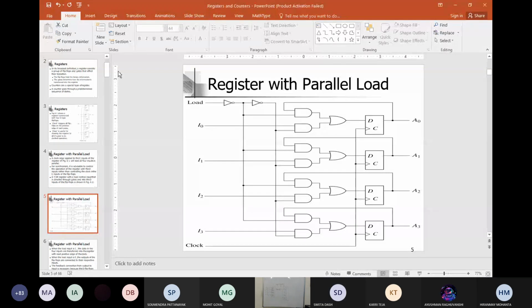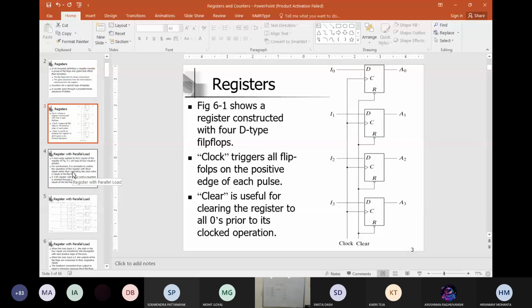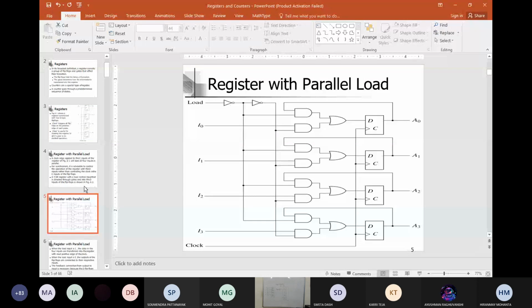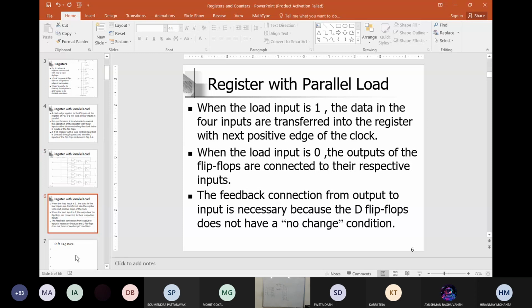Okay, fine. So anyway, register with parallel load, right? This one is also parallel load, and I have shown you another parallel load, right? Just see, the explanation is provided here. When the load input is 1, the data in the 4 inputs are transferred into the register at the next positive edge of the clock. When the load input is 0, the outputs of the flip-flops are connected to their respective inputs. The feedback connection from the output to the input is necessary because the D flip-flop does not have a no change condition. That's what I was telling you also, right?